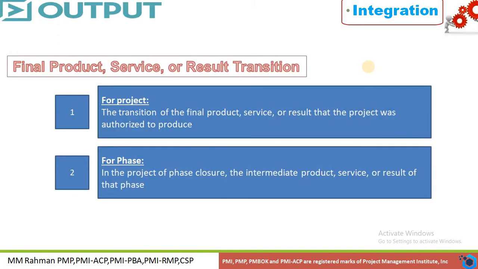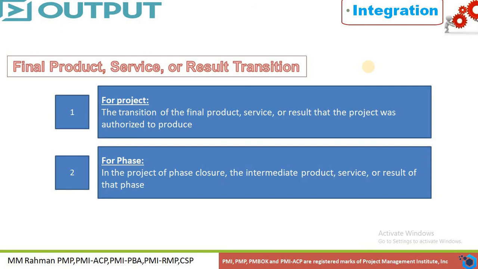Then the output. What are the outputs from this process? The final product, service or result transition. If it is a project, the transition of the final product, service or result that the project was authorized to produce. That means the purpose of this project, or why the project was authorized. That final product, service or result will be transitioned from the project to the customer.